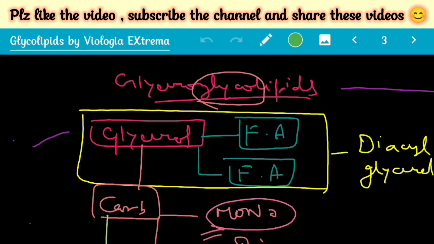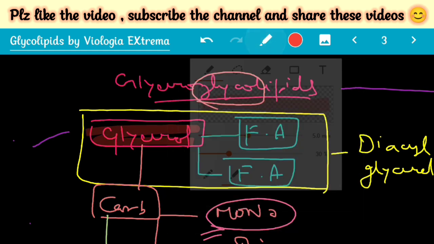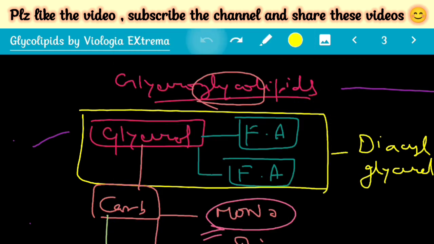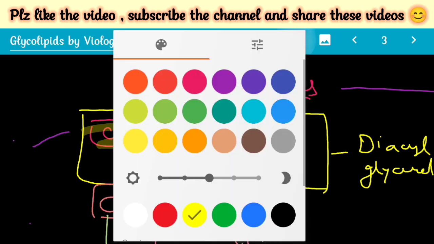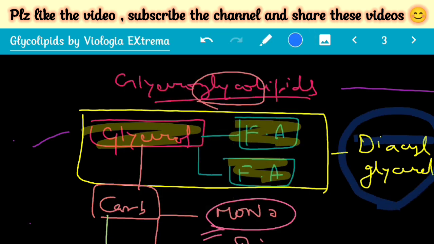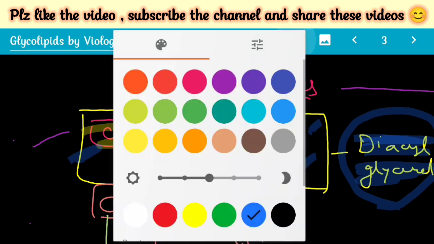In the glycosphingolipids we have seen that there is sphingosine alcohol, and to that sphingosine alcohol there is only one fatty acid attached to it. But here in the glyceroglycolipids, there is a glycerol alcohol, and to this glycerol alcohol we have two fatty acids attached. So we can call this structure diacylglycerol, because diacyl is for these two fatty acids and glycerol for this glycerol molecule. This diacylglycerol is going to be common, as we will see in the examples.